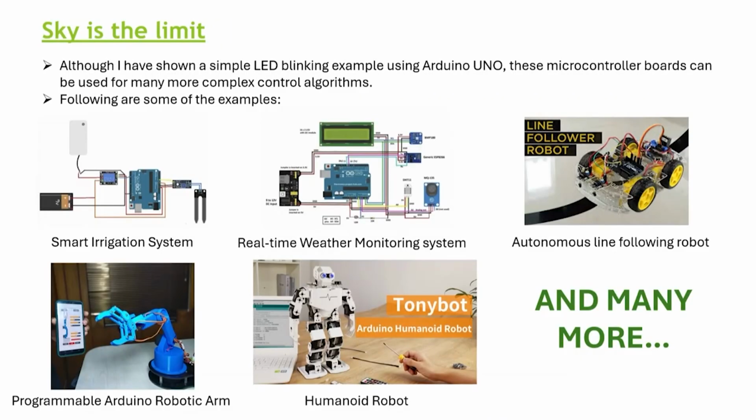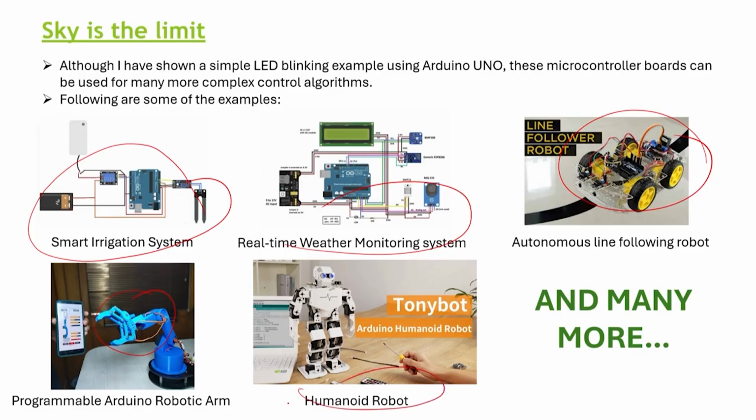Now, although we have shown a very simple one, really the sky is the limit for this work, because LED blinking is just the beginning. Very soon, when you do it, you can actually use it for an autonomous line follower robot. You can use it for real time weather monitoring, a smart irrigation system, a programmable Arduino robotic arm, a humanoid robot. Many applications people have developed on the basis of this Arduino Uno. And remember those 3 parts of the programming part of it.